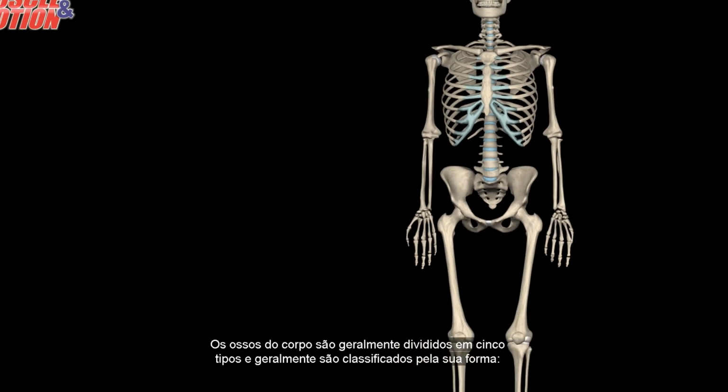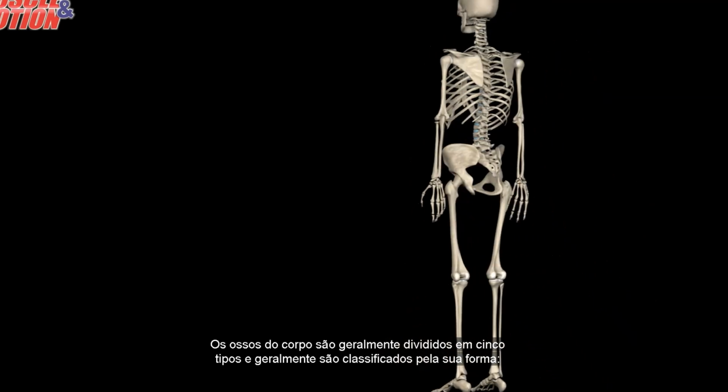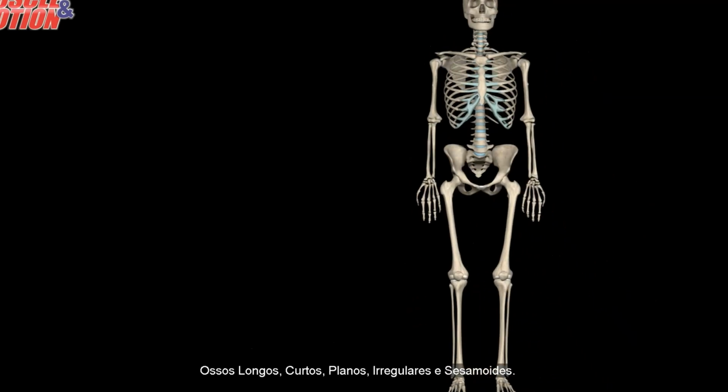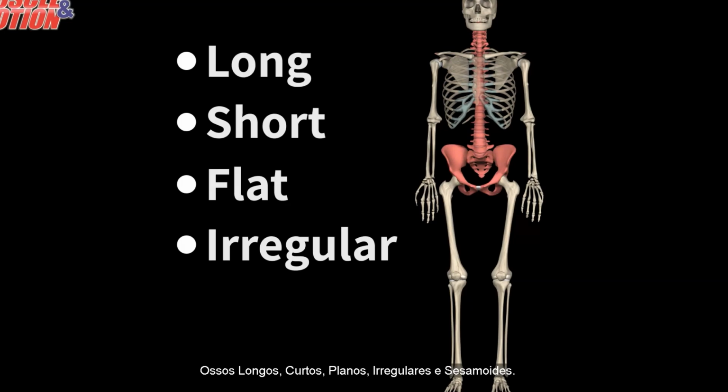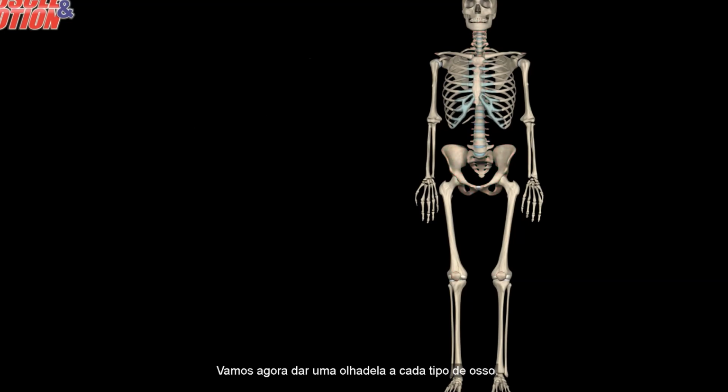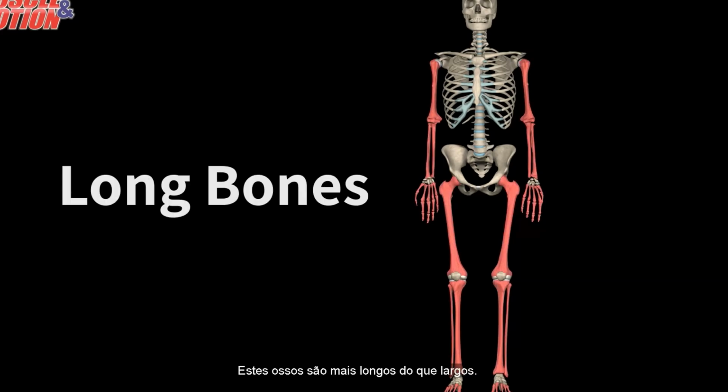The bones in the body are generally categorized into 5 types, and they are usually classified by their shape: long, short, flat, irregular, and the sesamoid bones. We will now take a closer look at each bone type. Let's start with the long bones.